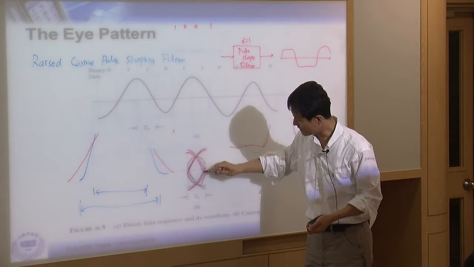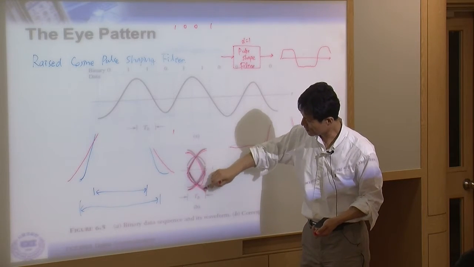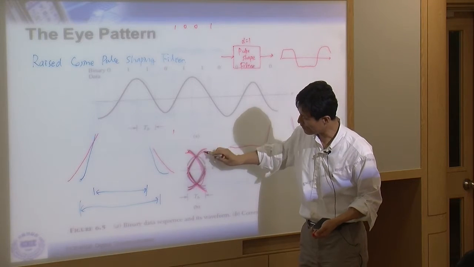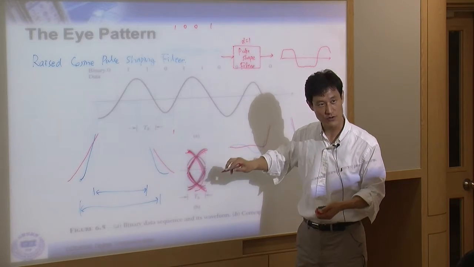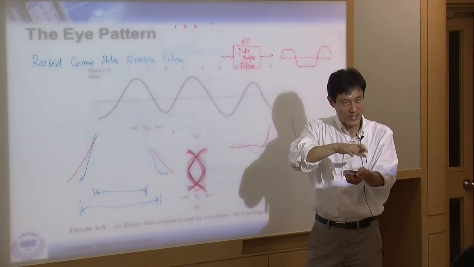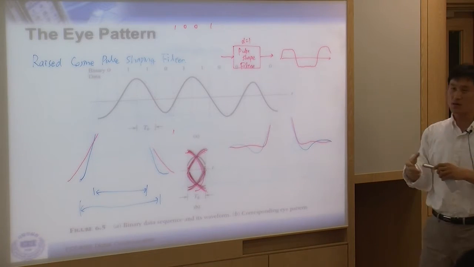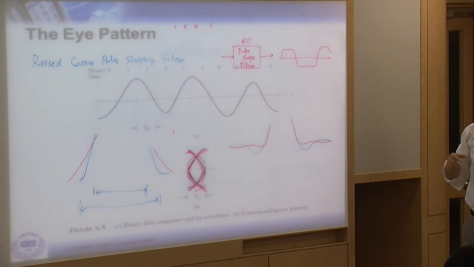Then you're going to get this. You keep drawing, like, think about 1,000 samples. You keep drawing it 1,000 times, putting it again and again. That's called the eye diagram. And why do you want to do this?